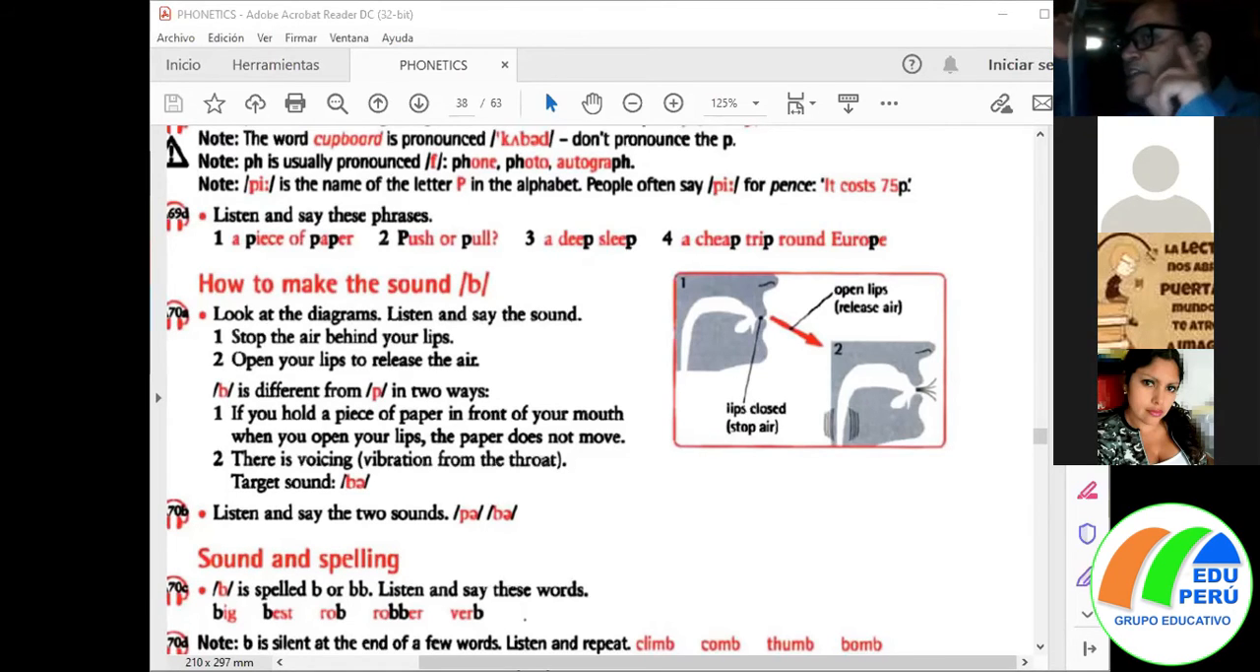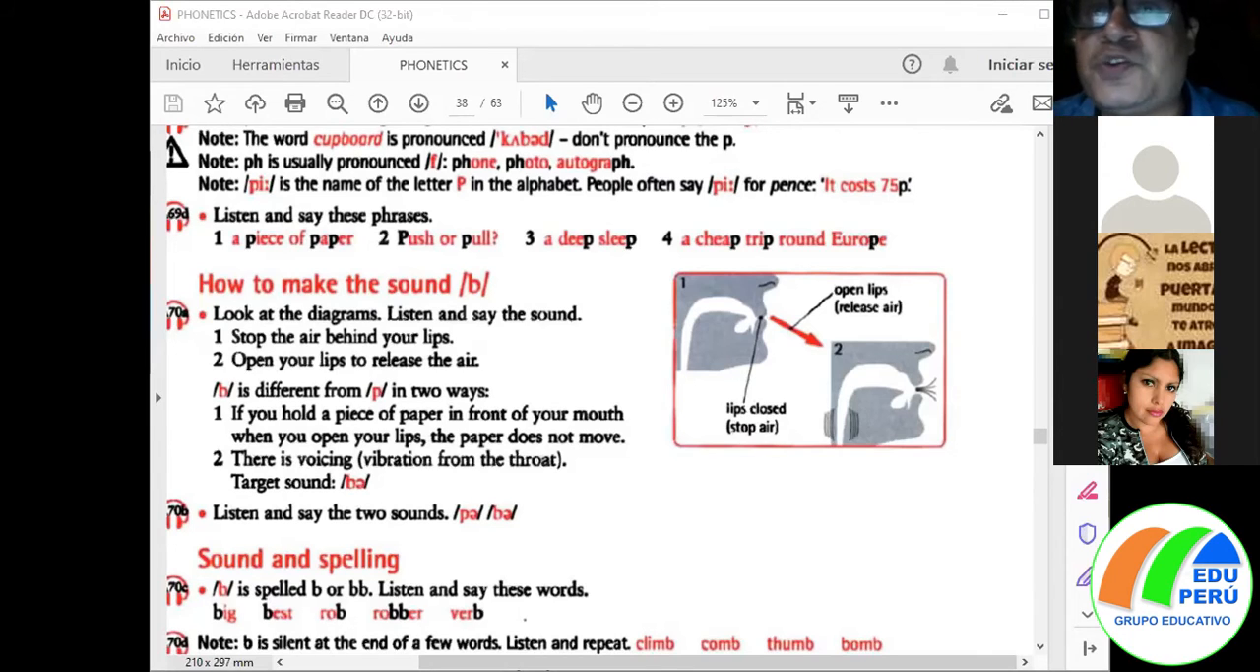Now, let's produce the sound ba. So what happens with the paper? The paper doesn't move. So this is the difference between these two sounds too. Apart from the vibration, this is one: pa, voiceless; ba, voiced. The second difference is the aspiration.